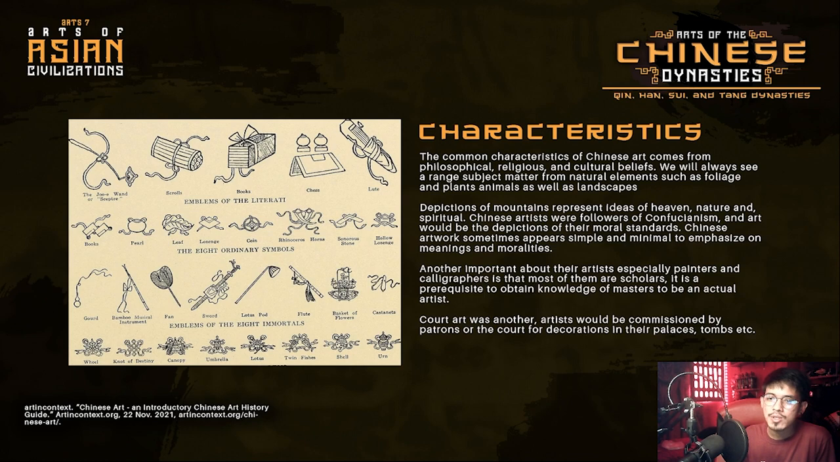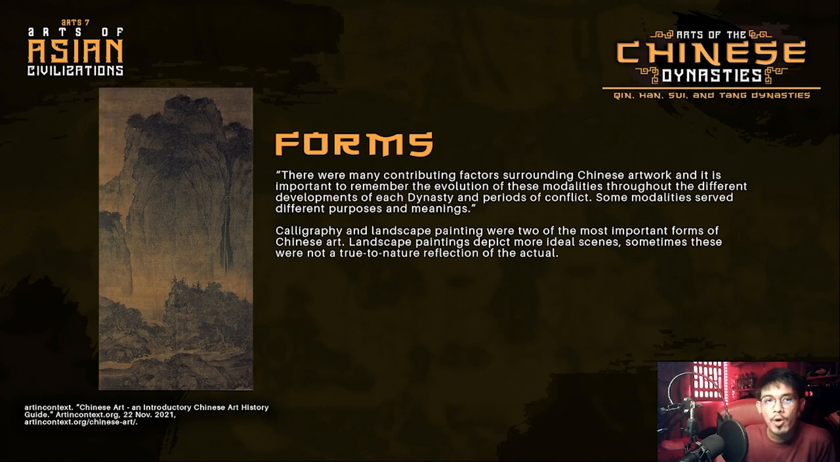So artists were also, of course, commissioned by patrons of the court, for example, lords, ministers, royalties, for decorations in their palaces and other structures such as tombs. So when it comes to forms, according to artincontext.org, there were many contributing factors surrounding Chinese artwork. And it's important to remember the evolution of these modalities throughout the different developments of each dynasty and periods of conflict. Some modalities serve different purposes and meaning.